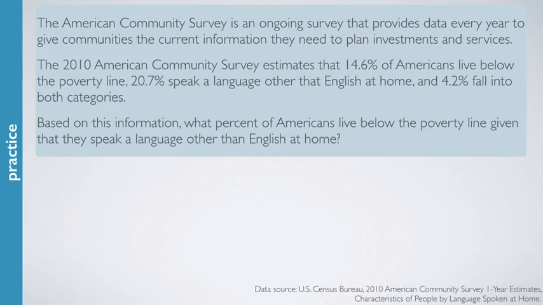The 2010 American Community Survey estimates that 14.6% of Americans live below the poverty line, 20.7% speak a language other than English at home, and 4.2% fall into both categories. Based on this information, what percent of Americans live below the poverty line, given that they speak a language other than English at home? We're asked for the probability of living below the poverty line, given that the person speaks a language other than English at home.